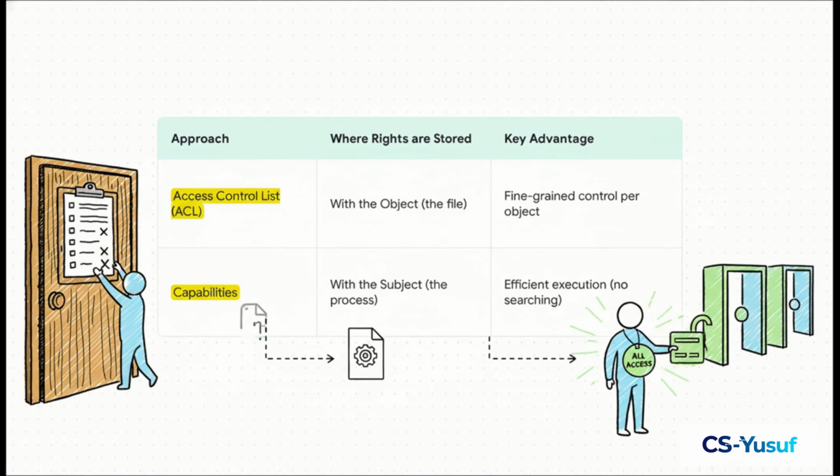Now this is where it gets really interesting. There are two main ways an OS can enforce these rules. On one hand, you have an access control list, or ACL. With an ACL, the permissions are attached to the file itself. Think of it like a guest list on the door of a club. On the other hand, you have capabilities. Here, the permissions are given directly to the process. That's like giving someone an all-access backstage pass. They each have their pros and cons when it comes to flexibility and speed.